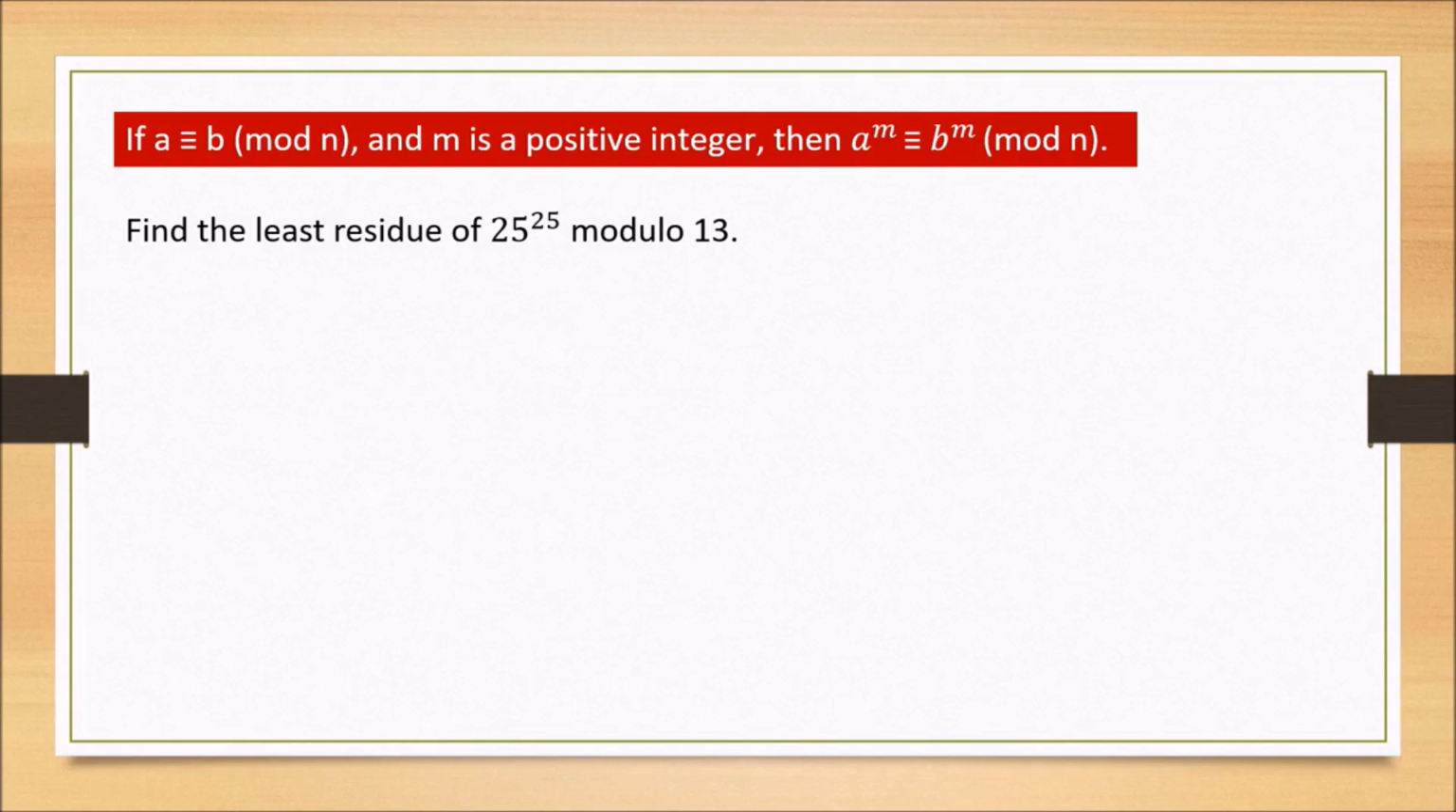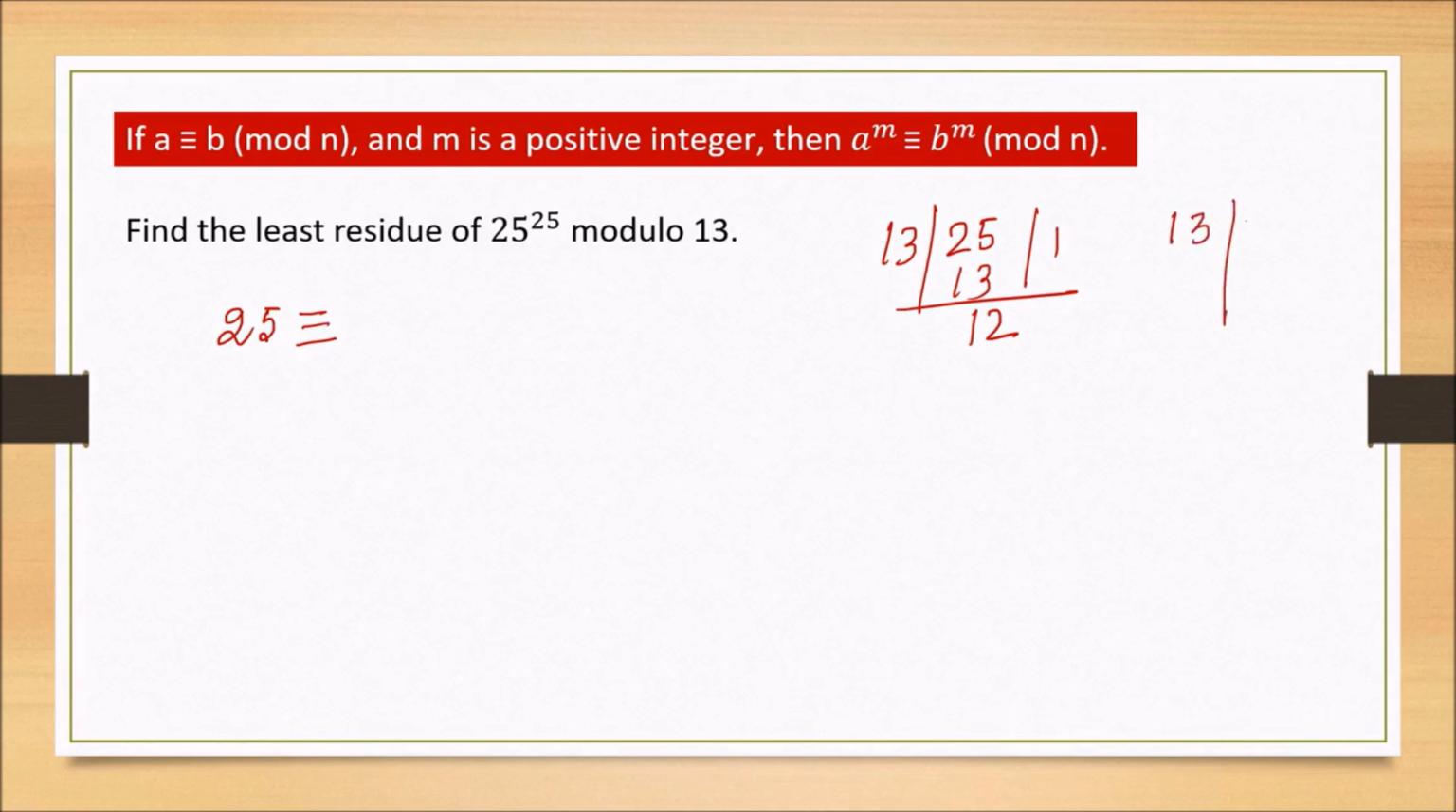Twenty-five raised to the 25 modulo 13. We have to find the least residue. Now coming to 25 is congruent to... I cannot write the 25 divided by 13 as remainder 12, because if I take 12 as the residue, that means 12 to the power 25 I have to find out. So what I'll do, I'll write 13 times 2 is 26 and the remainder is negative 1.